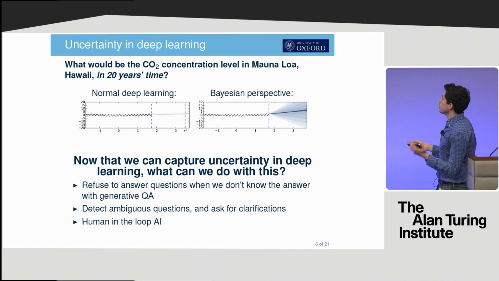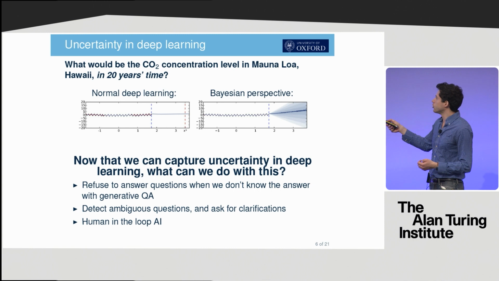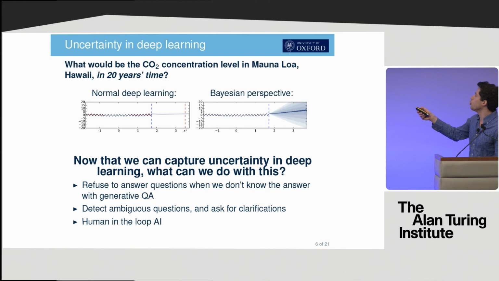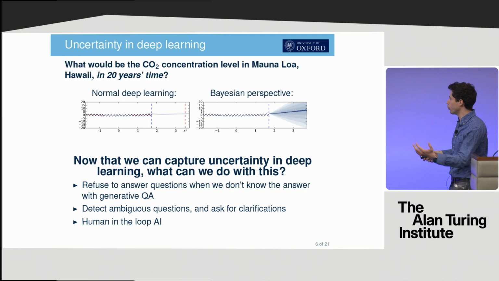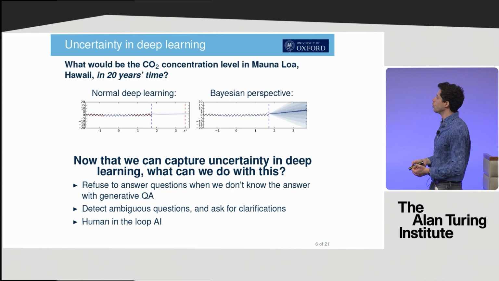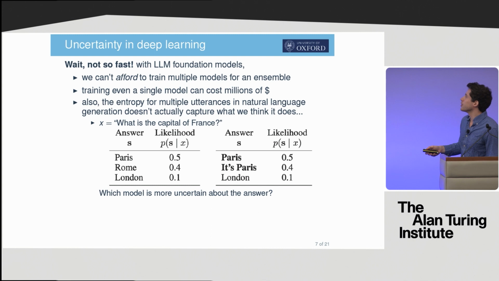So now that we can capture uncertainty in deep learning, we can do lots of really fun stuff with that. For example, going back to language, we can refuse to answer questions when we don't know the answer for generative language modeling, for example, for question answering. Or we can detect ambiguous questions and ask for clarifications. Or we can do human-in-the-loop AI. Actually, not so fast, because if you try to use the tools that we talked about for these applications, you would find very quickly that it's completely impractical.